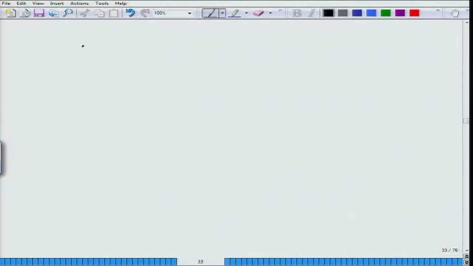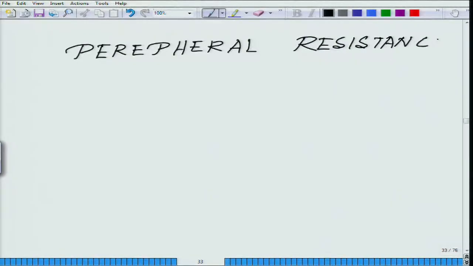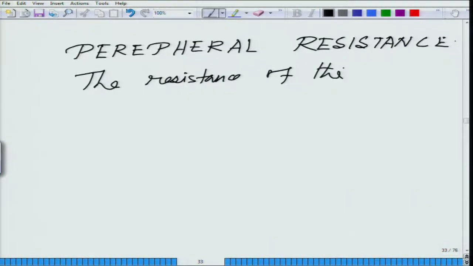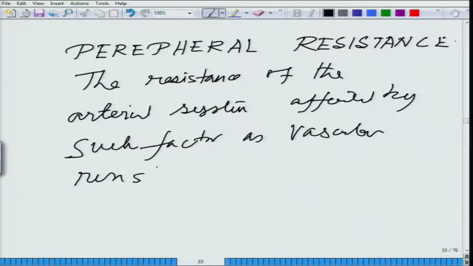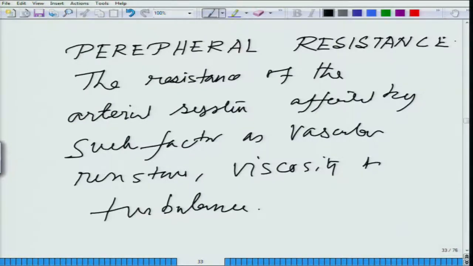Okay. Next, we will go to what is peripheral resistance. As I told you, there are a whole bunch of definitions which I have to appreciate and realize. Peripheral resistance: the resistance of the arterial system affected by such factors as vascular resistance, viscosity, and turbulence. So, the resistance offered due to vascular resistance, viscosity, and turbulence falls under the peripheral resistance.